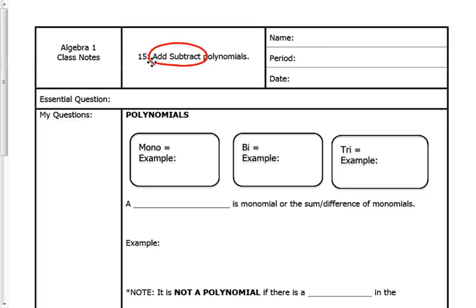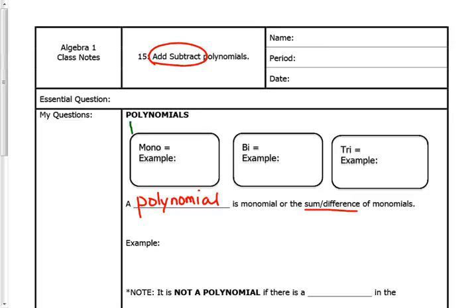Okay, so a polynomial is when we have more than one term. So a polynomial is a monomial, or the sum and difference of monomials. So what is a monomial? With a polynomial, we have three different types. We have a monomial, a binomial, or a trinomial, and anything over a trinomial will just be known as a polynomial.